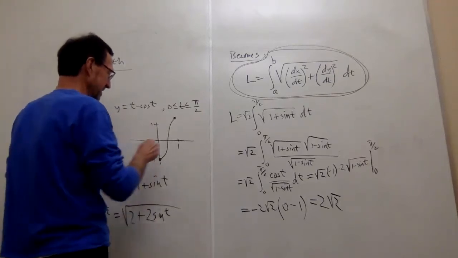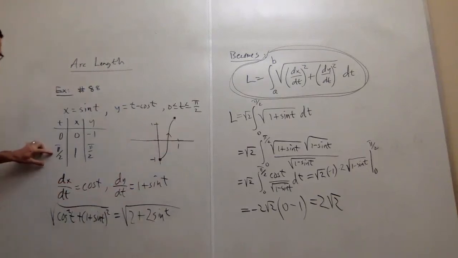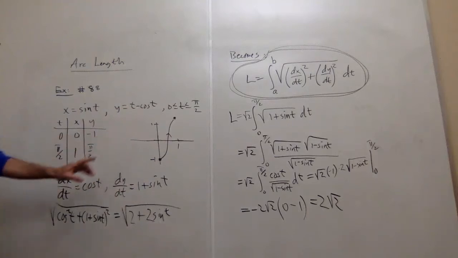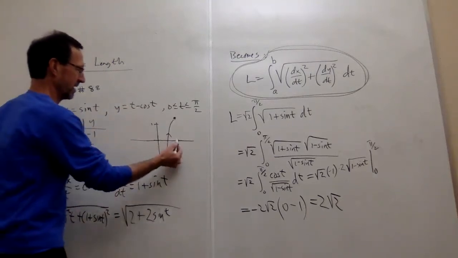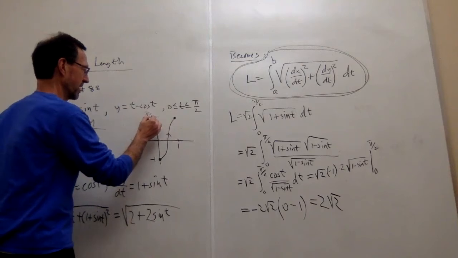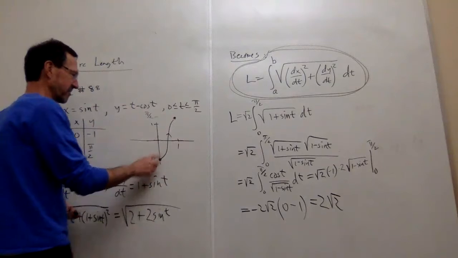I didn't draw my orientation arrows. And at the endpoint, when t is pi over 2, sine is 1. And the cosine is now 0, so y is pi over 2. So we end up at the point (1, pi over 2). Pi over 2 is just a little bit bigger than 1.5, so up here somewhere. And I don't know what the curve does, I didn't graph it, but I know it's got to get from here to here.